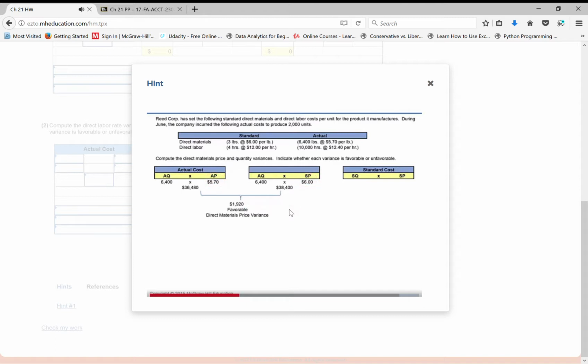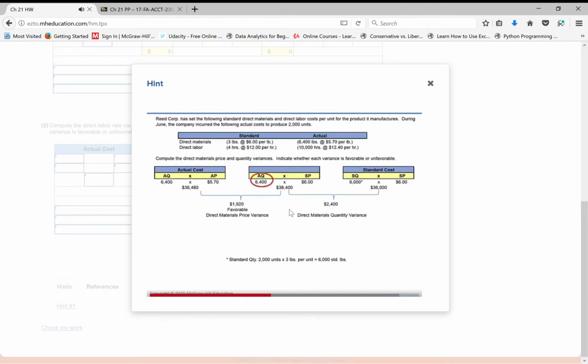The standard quantity of materials is 6,000 pounds. Each of the 2,000 units is budgeted to use 3 pounds of direct materials. 6,000 standard pounds at a standard price of $6 per pound is a total standard cost of $36,000. The difference between the actual quantity at the standard price and the standard quantity at the standard price is a direct materials quantity variance of $2,400.